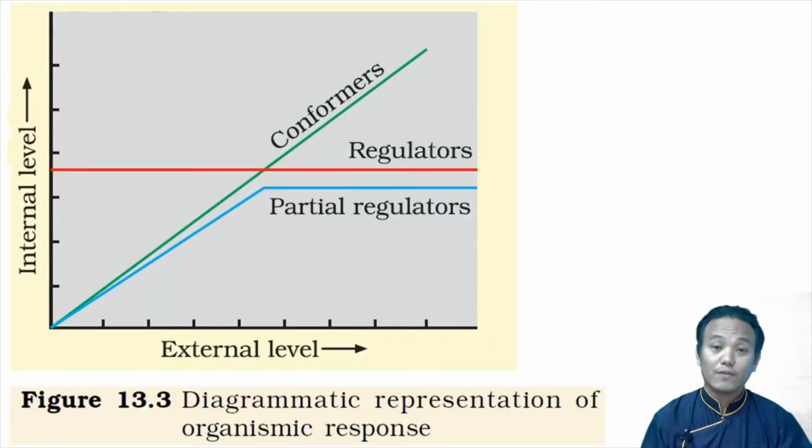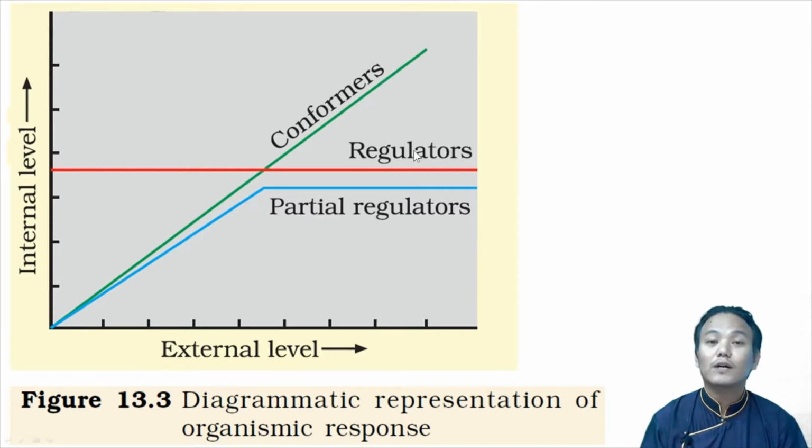Organisms can respond to the changes in external conditions in three different ways. Based upon how they respond to the changes in external conditions, they are categorized into three groups: conformers, regulators, and partial regulators. Conformers are those organisms whose internal conditions conform along with the changes in external conditions. Therefore they are called conformers. If you look at this particular green line, the organism's internal condition changes according to the external condition. So they are called conformers.